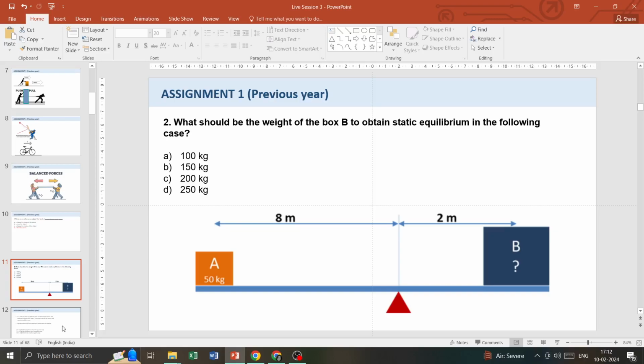Question number 2. What should be the weight of the box to obtain static equilibrium in the following case? This diagram has been given, in which there is a seesaw, in which one side A has a weight of 50 kg, which is kept at 8 meters from the pivot point, and an object B is kept at 2 meters from the pivot point, and you are asked to find the weight of object B so that this whole system stays in equilibrium.